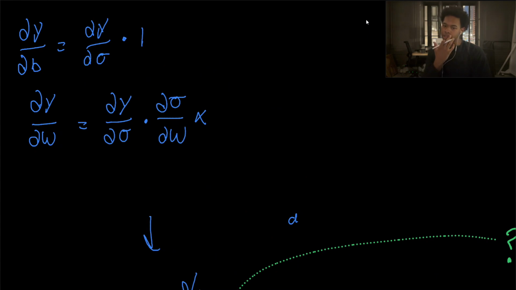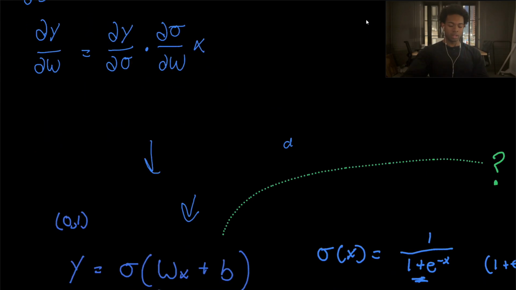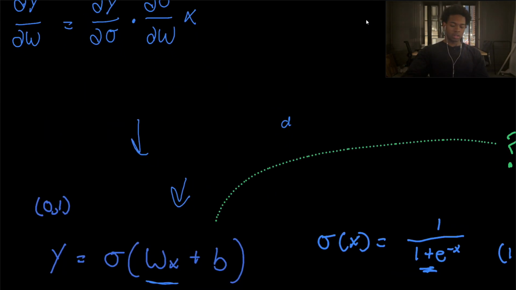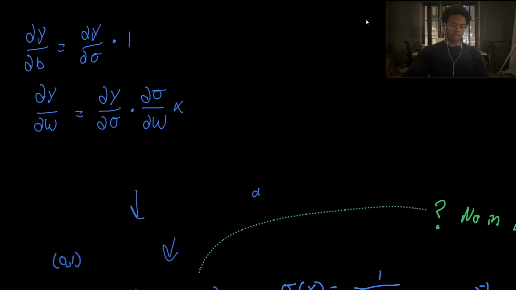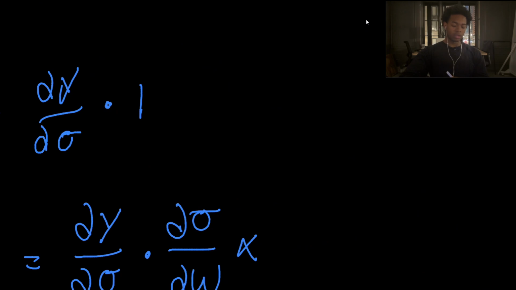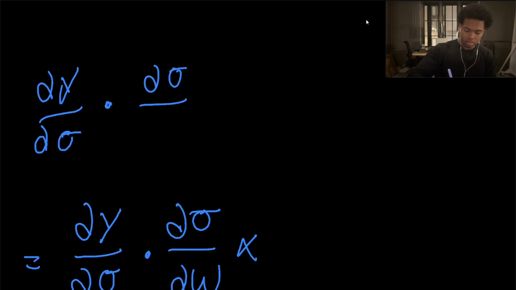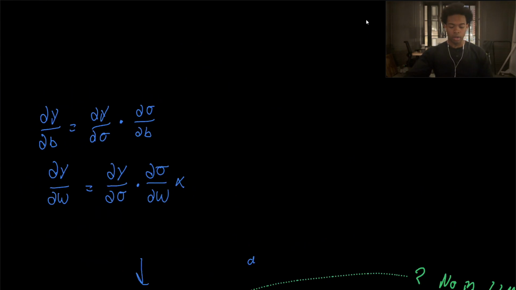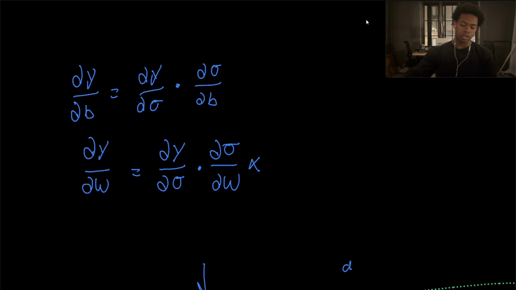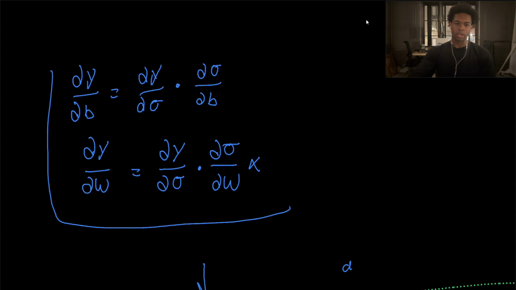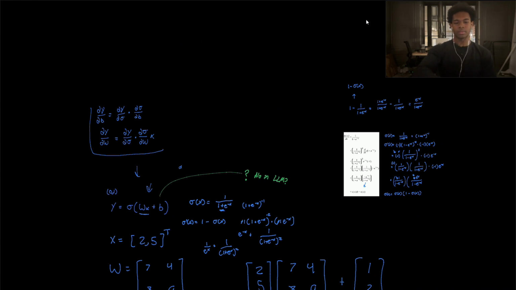We want the partial derivative of sigmoid with respect to w times x, which is a constant here. And this is the partial derivative of sigmoid with respect to b, times 1. I think this is how you would write it. And these are the things that we would perform gradient descent on. That's too loose.